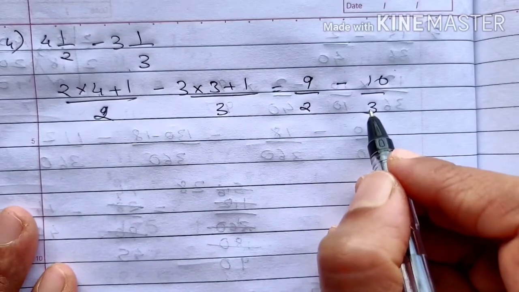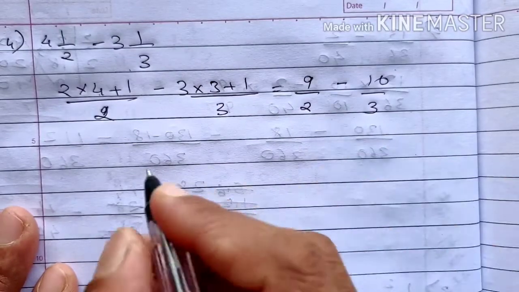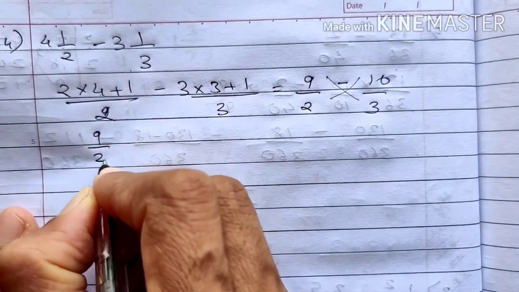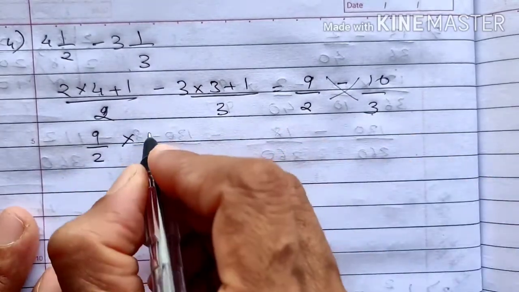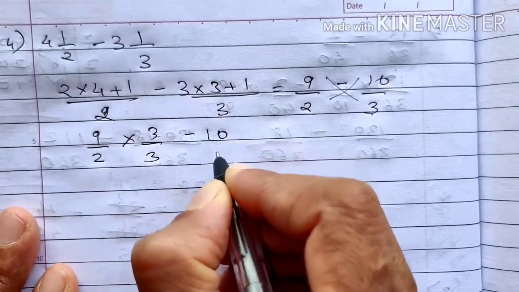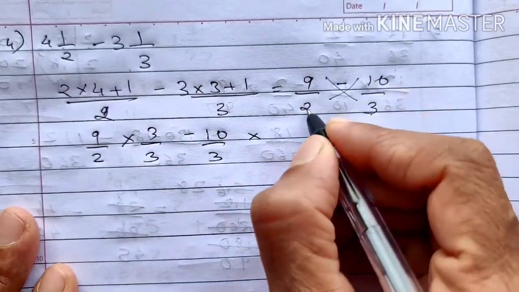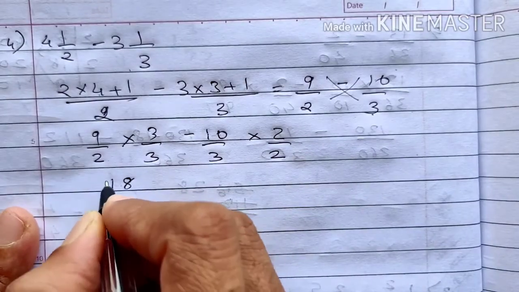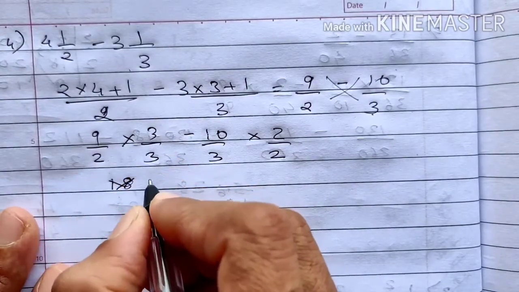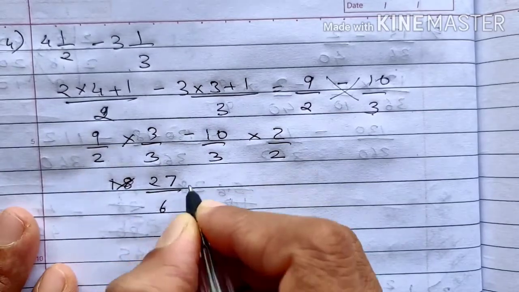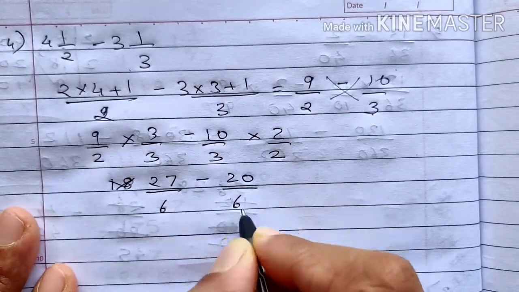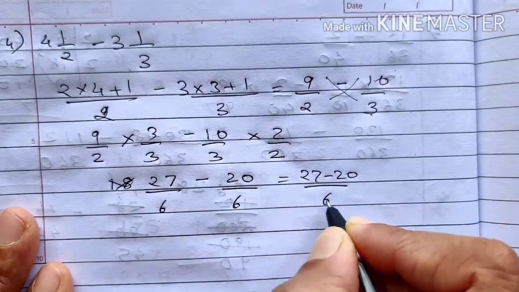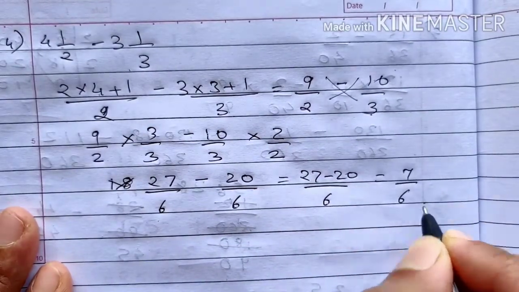Make the denominators equal. Both these are prime numbers, so the direct LCM is 6, right? So how you will do? Just cross. So you have 9 upon 2, you will multiply with 3. Here you multiply with 2. Nine threes are 27 upon 6 minus 20 upon 6. You have the denominators same, so you can proceed with subtraction. That gives you 7 upon 6.